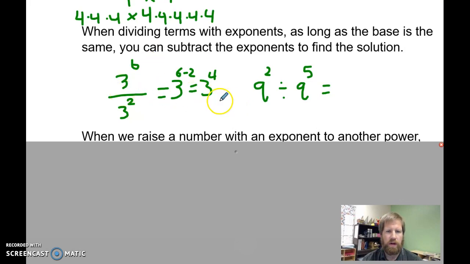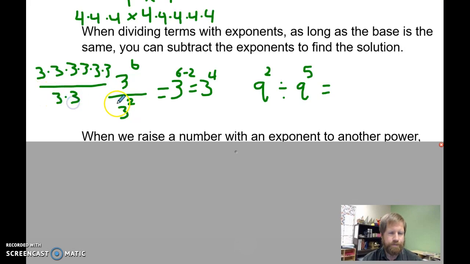If we want to look at why that is, we can do 3 times 3 times 3 times 3 times 3 times 3, or 3 to the 6th, over our 3 to the 2nd, 3 times 3. And then just like we do with a normal fraction, we can just factor out our 3's. Those factor out, and we're left with 3 times 3 times 3 times 3, or 3 to the 4th.